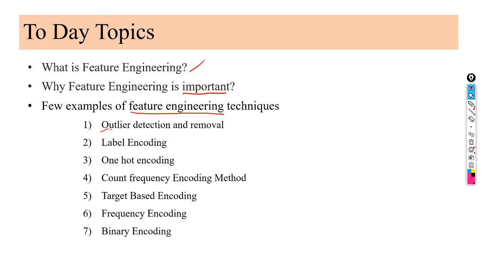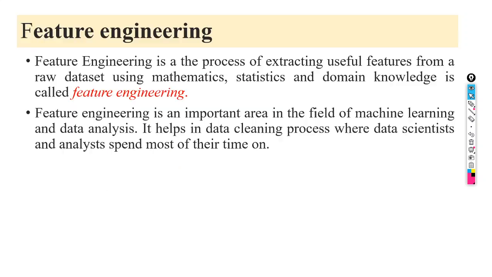Outlier detection and removal, label encoding, one hot encoding, count frequency encoding method, target based encoding, frequency encoding, and binary encoding. So these are the topics we are going to discuss. First we have to understand what is meant by feature engineering.